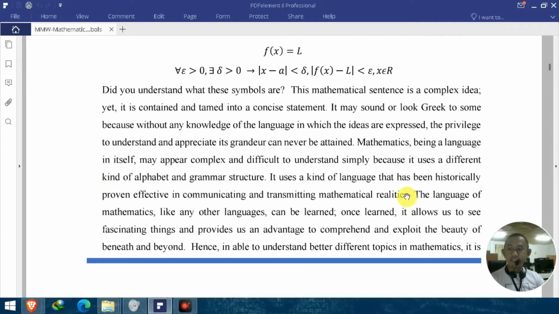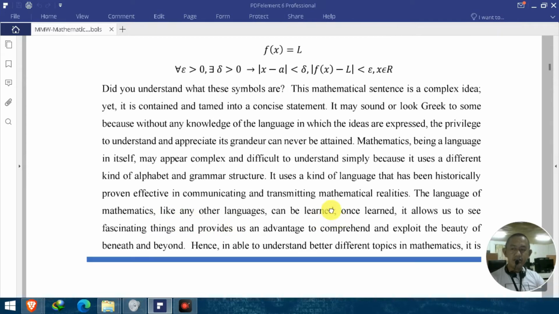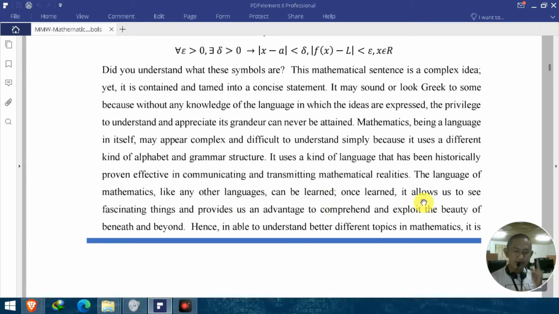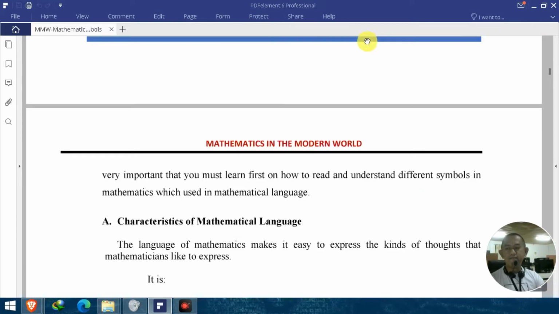It uses a language that has been historically proven effective in communicating and transmitting mathematical reality. So the language of mathematics, like any other language, can be learned, and once learned, maintindihan mo yan, madali na lang. It allows us to see the fascinating things and provides us an advantage to comprehend and exploit the beauty of beneath and beyond.